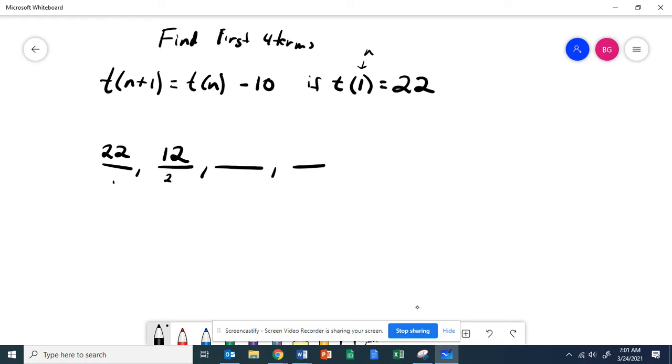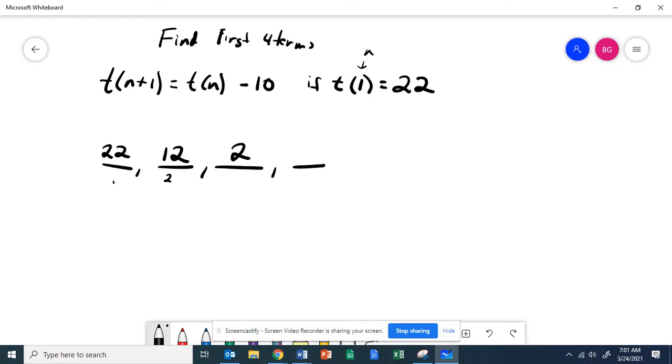Okay, so the second term is 12. Now, if I'm at term number 2, to get to my next one, which would be my t of 3, you would just minus 10 from 12, which would get you 2.